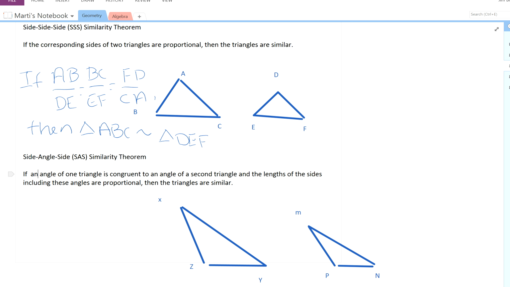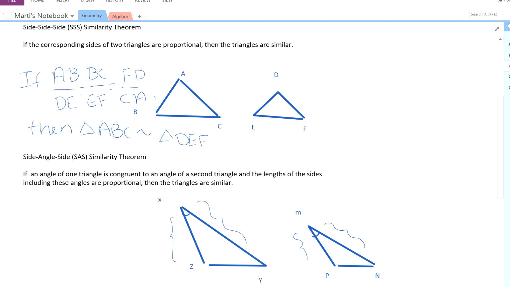So, let's just say that angles X and M are congruent. Alright, so the lines that are including those angles would be XZ and XY. So these are the lines on each side of that angle, and on this triangle, MP and MN.